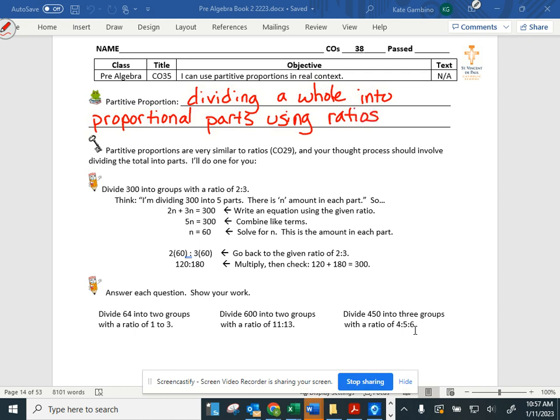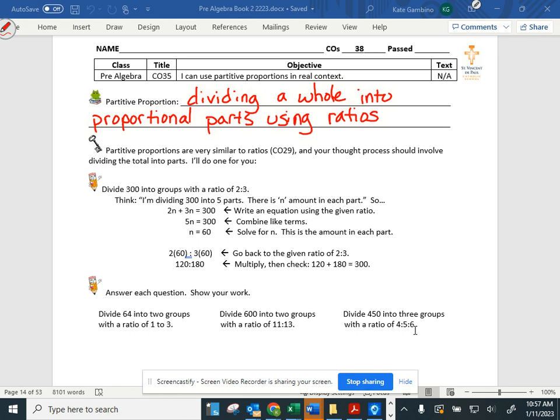So we know ratios, okay? There's this to this. There's 2 girls for 3 boys. 5 apples to 7 oranges, right? That's our ratio. How many apples and oranges do we have all together? If it was 5 apples to 7 oranges, how much fruit do I have? 12. So my whole is the 12 fruits, and I divided it up into 5 apples and 7 oranges.